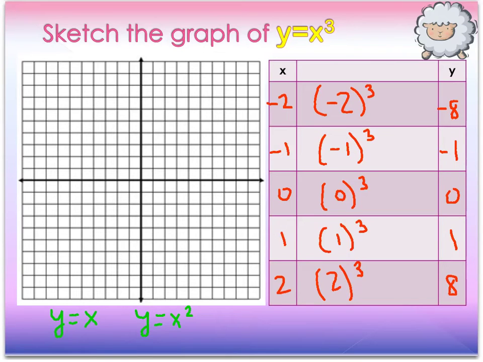Now, going ahead and graphing the points that I just found in my table, I get -2, -8. I get -1, -1. 0, 0 is actually my only zero of this function. +1, 1. And then I get +2, 8.